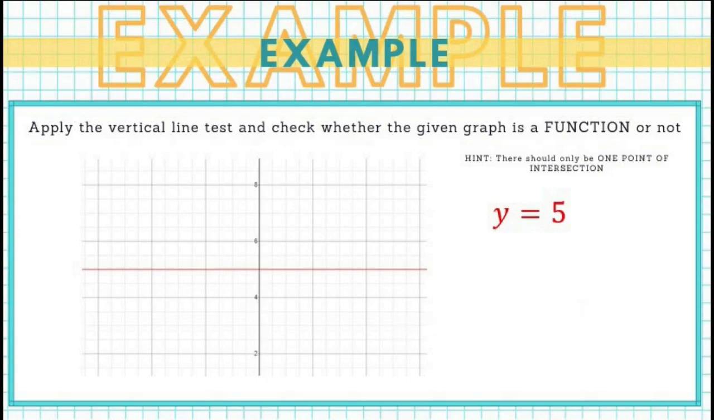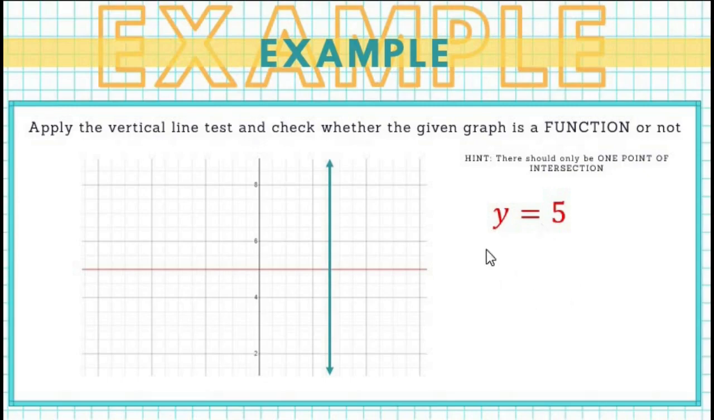You simply need to draw a vertical line anywhere in the graph. So if you want to draw a line here, it's okay. But if you also want to draw the line over here, it's also okay. But maybe I want to draw my line here, it's okay. So it's up to you which portion of the graph you are going to draw the vertical line. Okay, then after drawing the vertical line, check for the points of intersection.